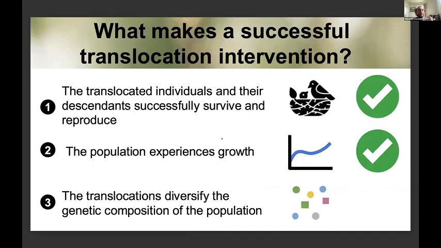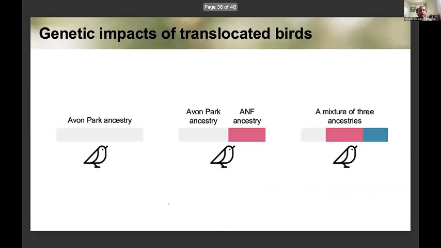And then with respect to this last goal, diversifying the genetic composition of the population, I'm currently trying to get genetic data, but we don't actually have it yet. We can get at this with the pedigree that we've documented over the past several decades. Before I jump into the results, I just want to provide a little bit of an interpretation of what I'm going to show you.